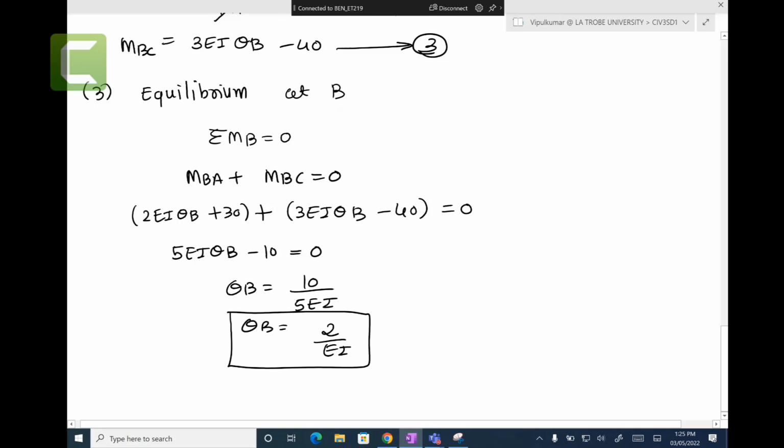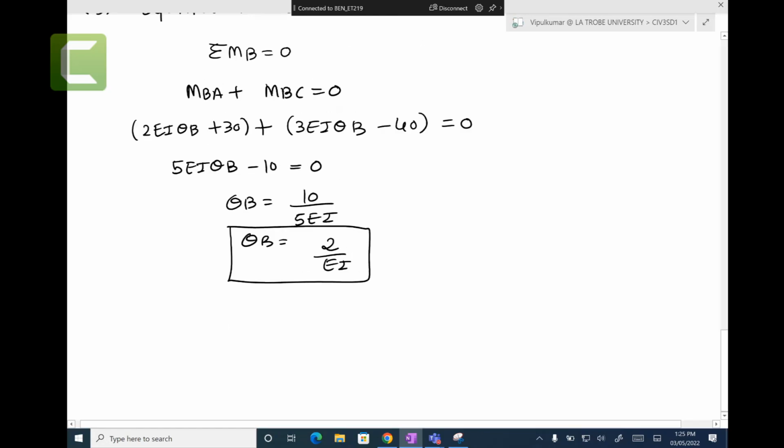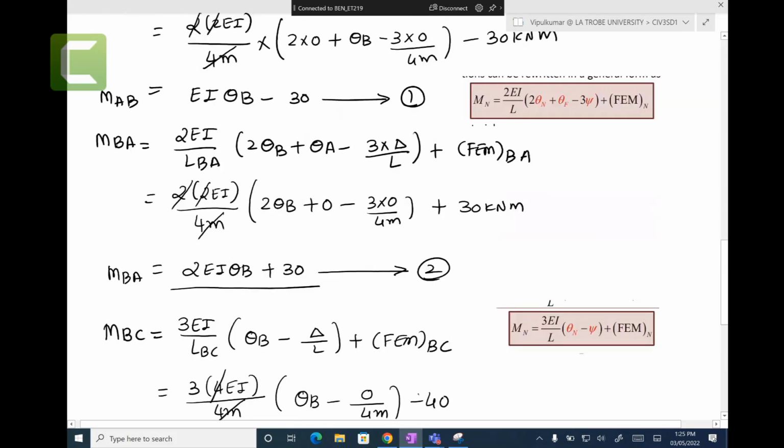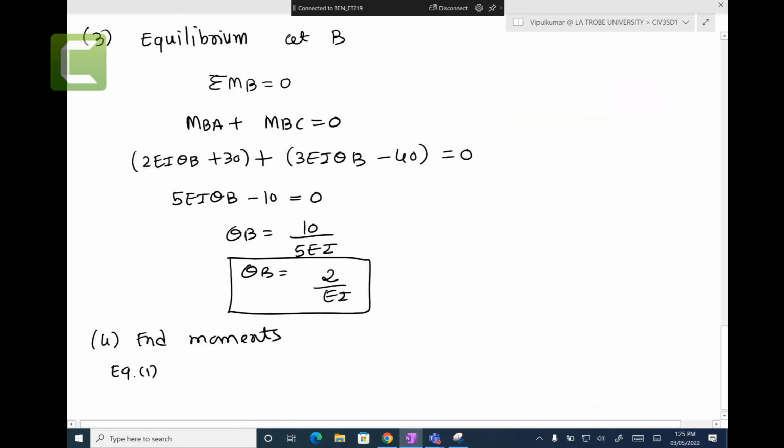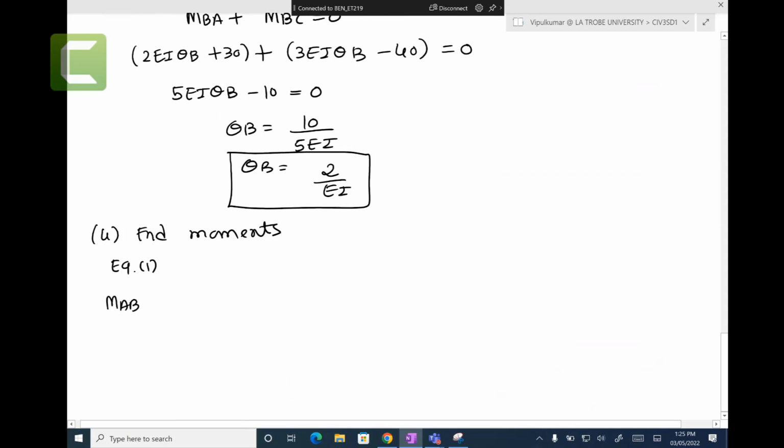Right? That's our ultimate goal here, to find theta B. That is the displacement method. We need to find the unknown displacement. The slope is part of the displacements. So we find the unknown displacements. When you find the unknown displacements, step number 4, we find the end moments. How do we find the end moments? Let's write equation 1 again. What was equation 1? EI theta B minus 30. Substitute the value.